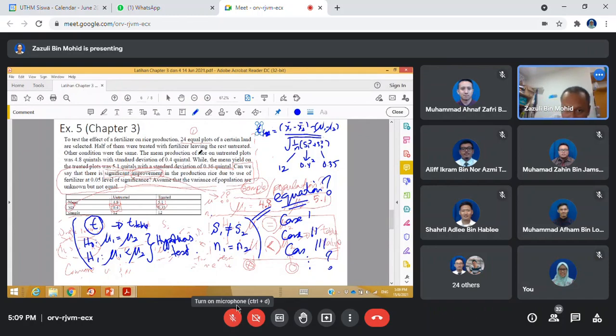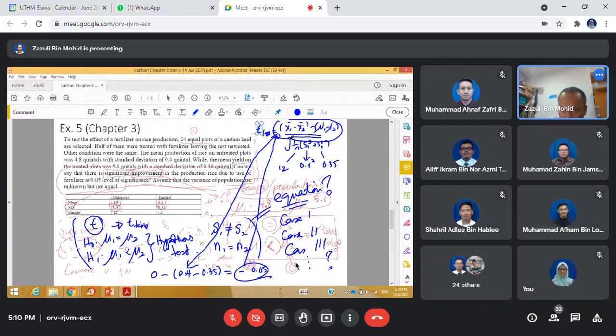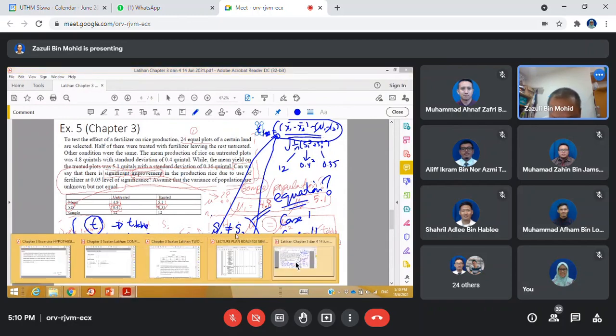Macam mana? This one over here, we will have 0 minus 0.4 minus 0.35. Okay, you will have minus 0.05 for this value up here. Itulah calculation yang kita boleh dapat. Anda mendapat seperti itu. Sepatutnya mendapat seperti itu.